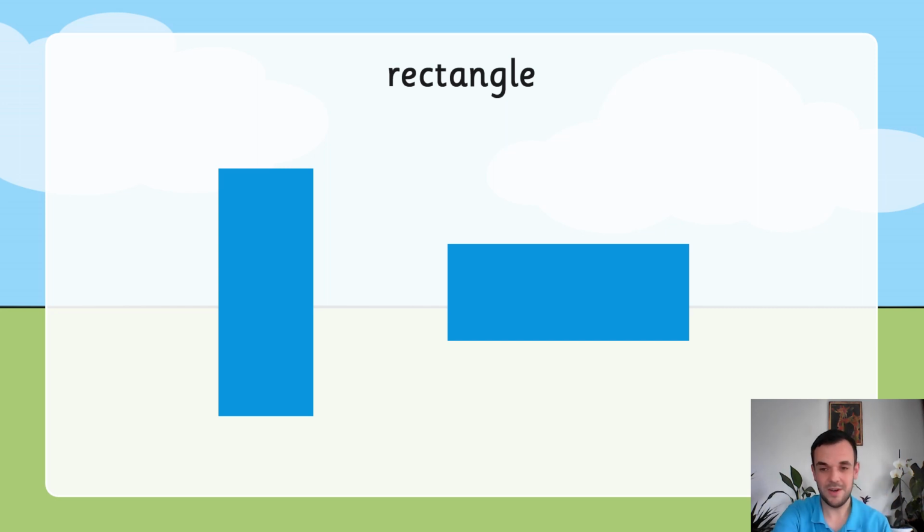The last shape that we looked at is a rectangle. And we said we could have a rectangle this way up, or we could have a rectangle this way up. How many sides does a rectangle have? Let's have a look. 1, 2, 3, 4. So the rectangle here has 4 sides. If this rectangle has 4 sides, then this rectangle must also have 4 sides. 1, 2, 3, 4.